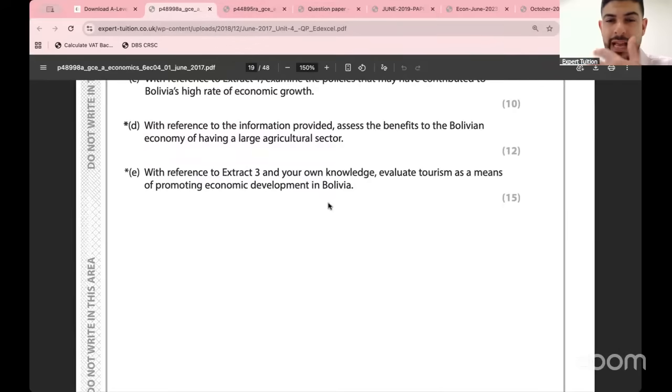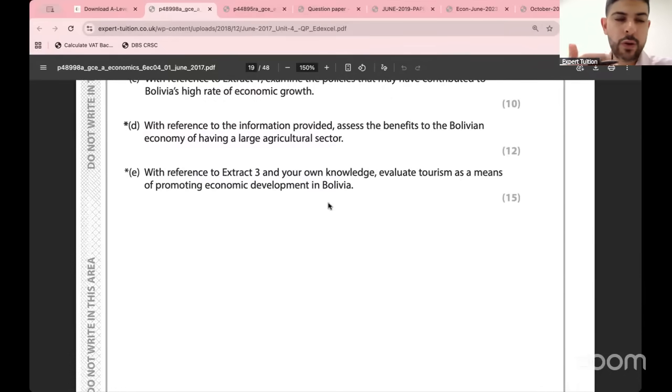What does that mean then? As global incomes go up, and remember, global incomes are pretty much always going up, right? There is likely to be a more than proportionate rise in the demand for Bolivia's tourism. And therefore, people are going to now go to Bolivia for their holidays.